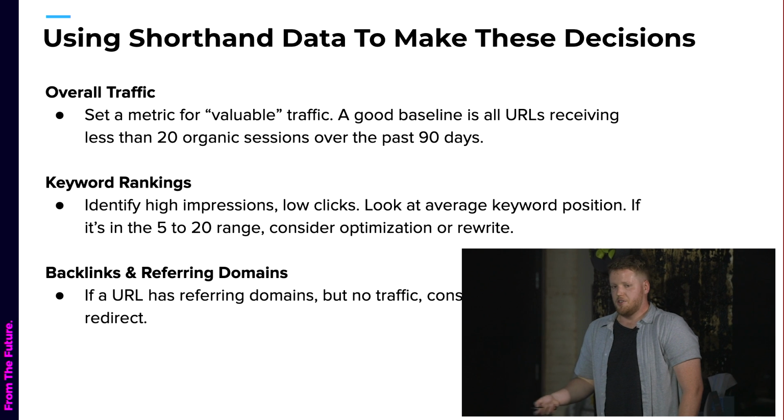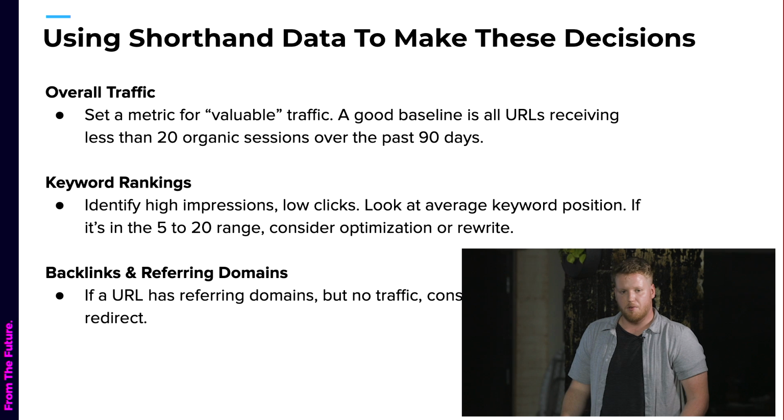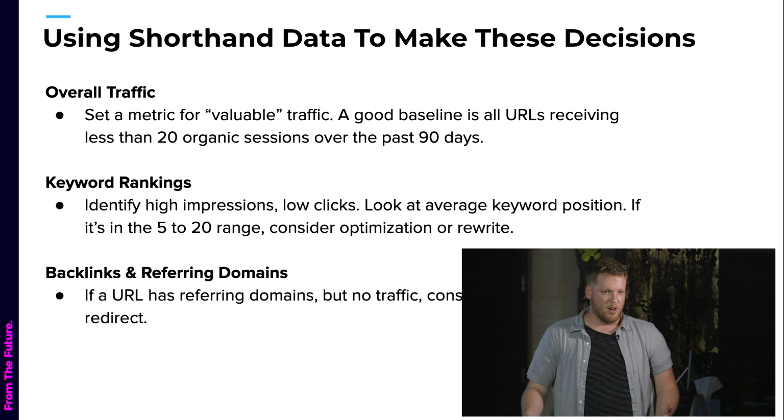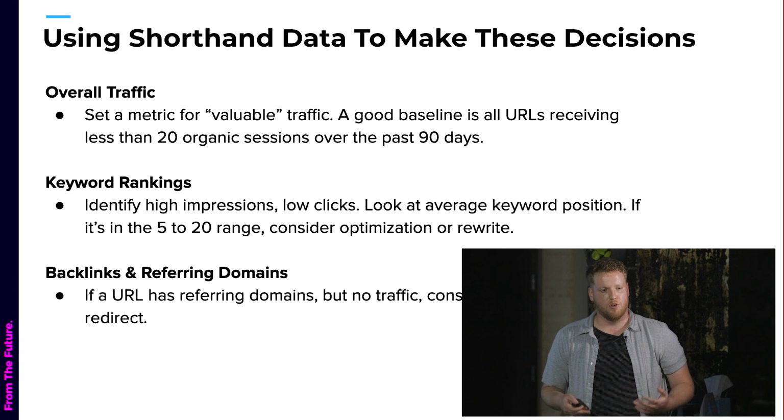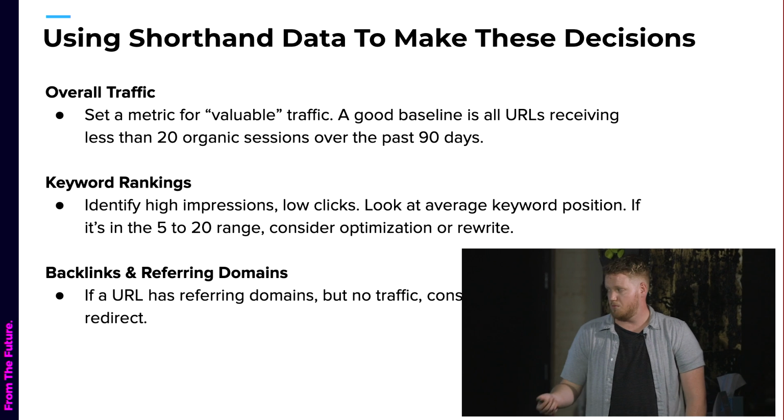And I would also look at the average keyword position for some URLs. So if they're in the 5 to 20 range for a valuable URL, or a valuable keyword, one you want to rank for on your site, consider an optimization or a rewrite for those posts or pages.